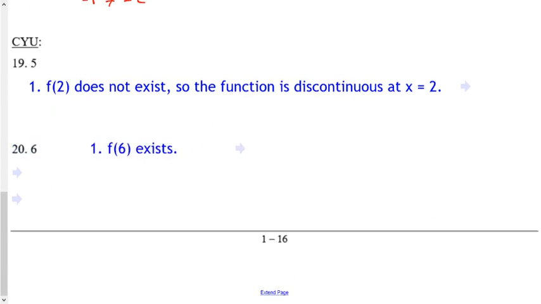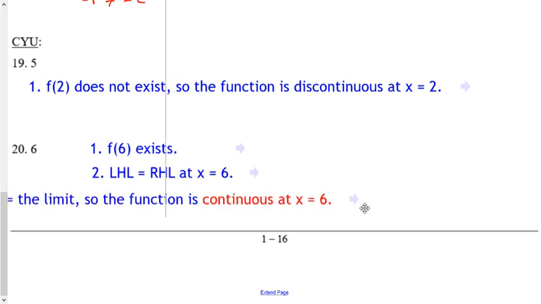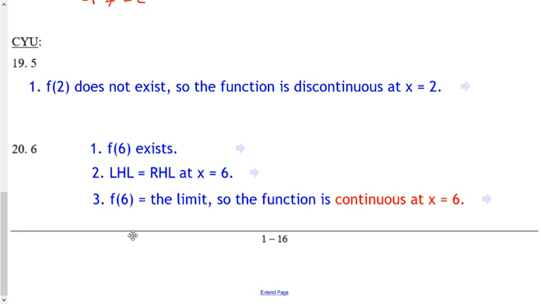f of 6 exists, left-hand limit is equal to the right-hand limit, and the value of the limit and the value of the function are equal to each other. They were both equal to 1, which means our function is continuous where x is equal to 6. Now, graphically, it's fairly easy. Sometimes it's a little bit more challenging once we look at equations.